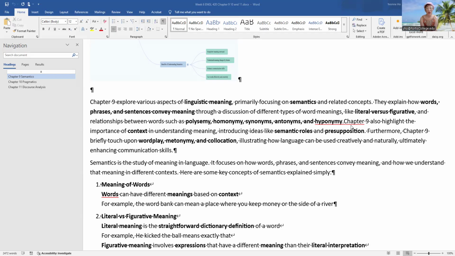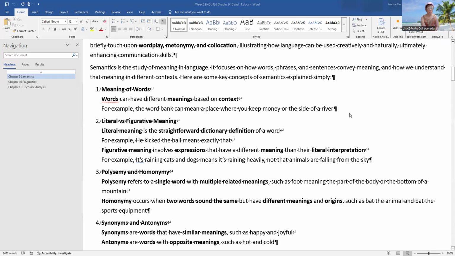It focuses on words, phrases, and sentences, and how sentences convey meaning, and how we understand the meaning in different contexts. Here are some key concepts of semantics: meaning of words. As you probably already know, words can have different meanings based on context. For example, the word bank can mean a place where you keep money or the side of a river.